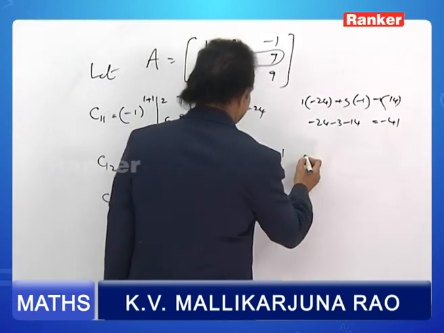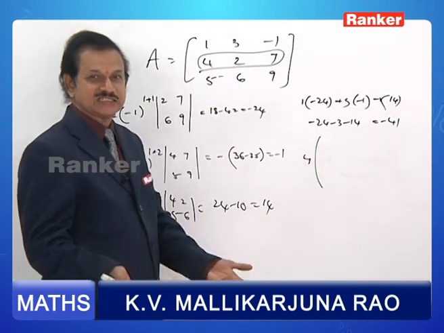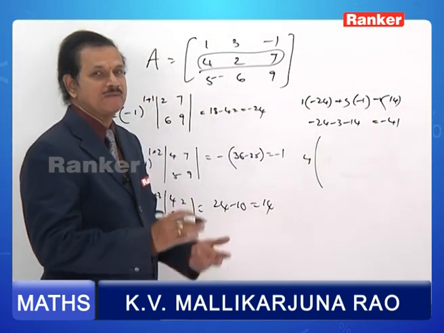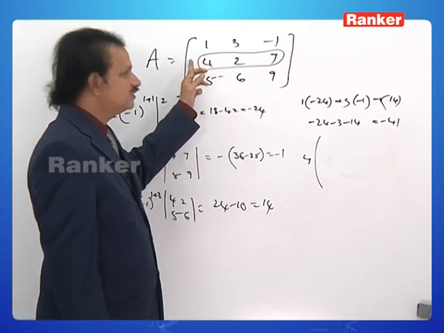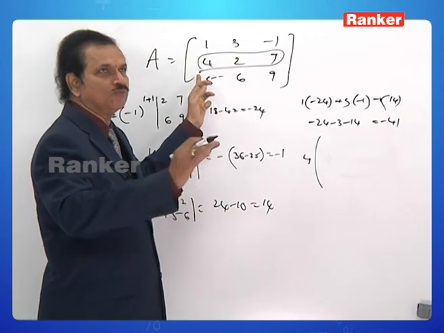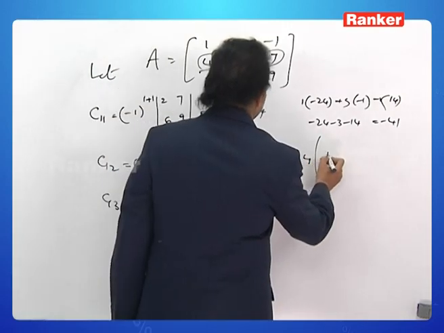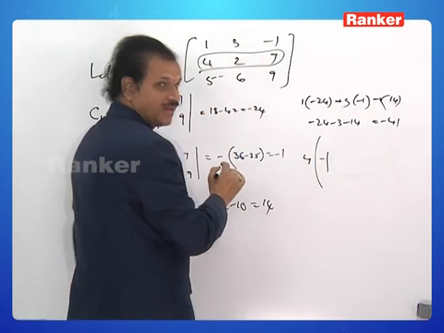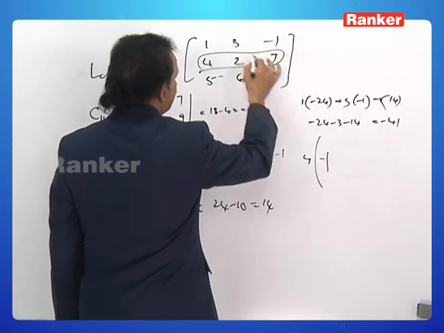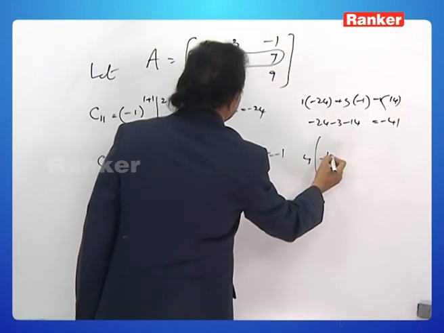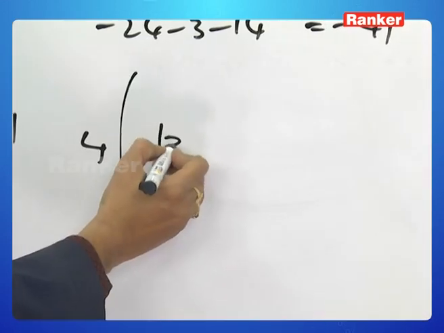What will it be? Let us observe. 4 into, what about its cofactor? Cofactor is nothing but the minor, but of course with (-1) to the power i plus j. Second row, first column. 2 plus 1 is 3. (-1) cubed is minus. So minus of, please tell me, delete the second row, first column: 3 minus 1, 6, 9. 27 plus 6, 33. Isn't it? 27 plus 6, 33.